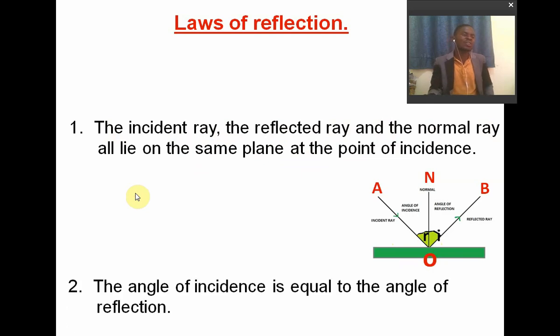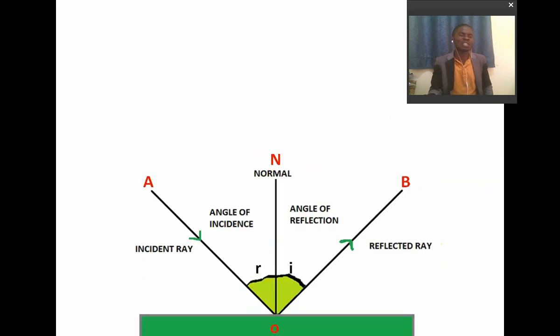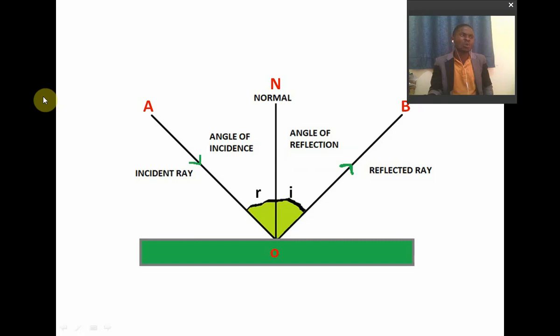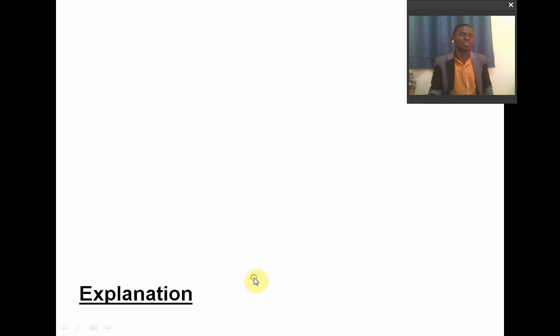Then the second law of reflection states that the angle of incidence is equal to the angle of reflection. Let's look at this diagram here. We are looking at the angle of incidence and the angle of reflection, and we are saying the angle of incidence is equal to the angle of reflection, meaning that angle AON is equal to angle NOB. Are we together? Let's continue.